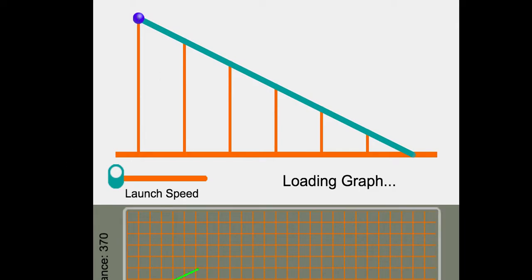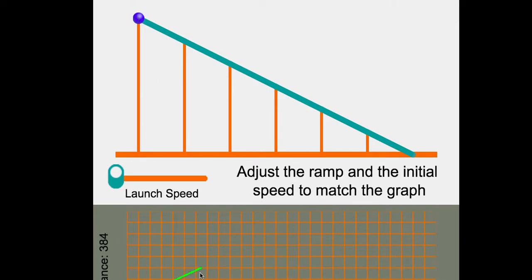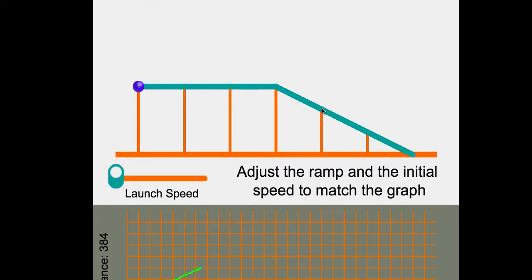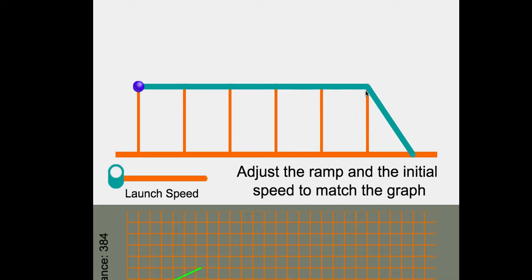Down here I'm given a graph, and this green line is my goal. I want to match this green line. So if I'm going to have a constant speed, then I can't have my ramp accelerating the ball by having it go up or down. And I can give the ball a launch speed. Then I hit start.